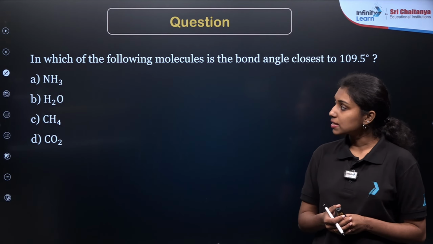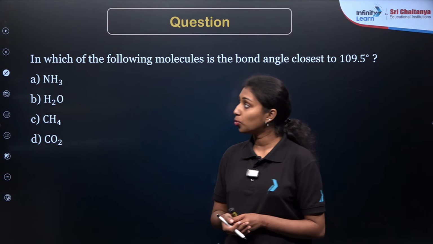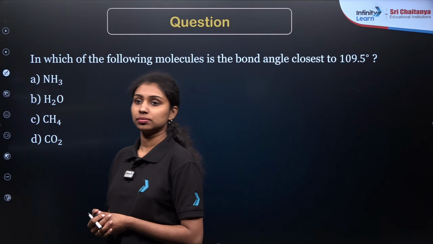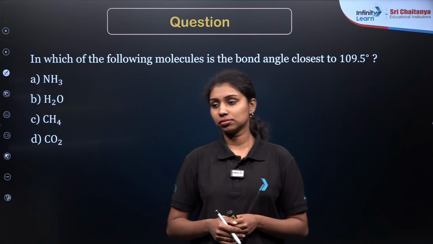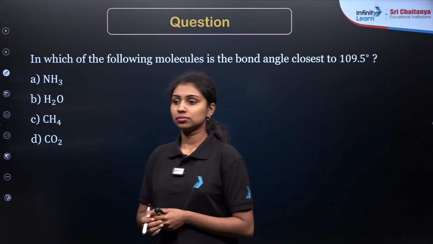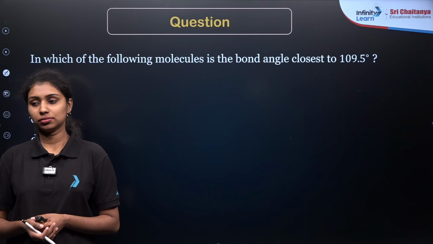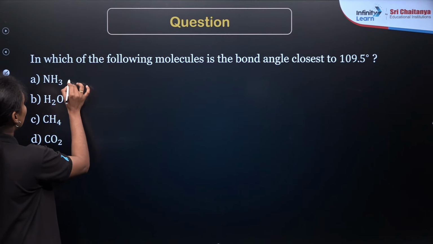Read the options carefully. One is ammonia, water, CH4 and carbon dioxide. Which one of the molecules will have the bond angle of 109.5 degrees? In the case of NH3, we have already seen it is 107 degrees, right?